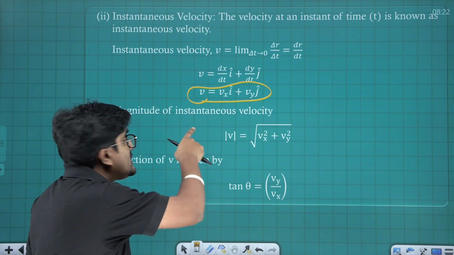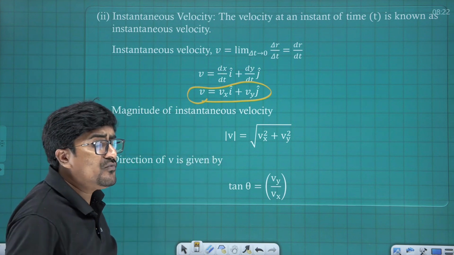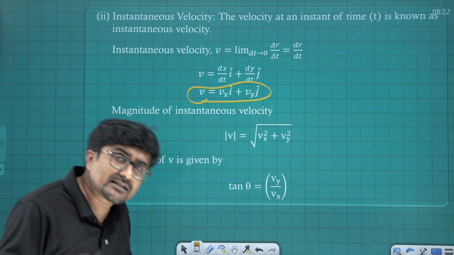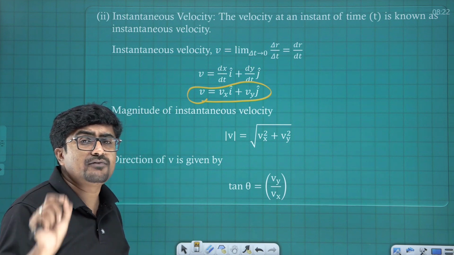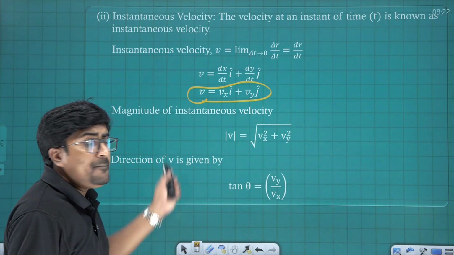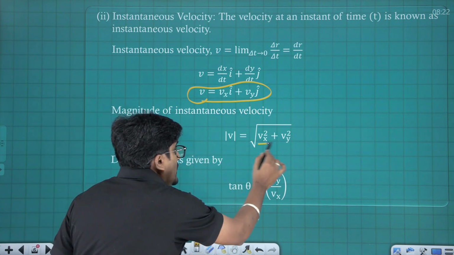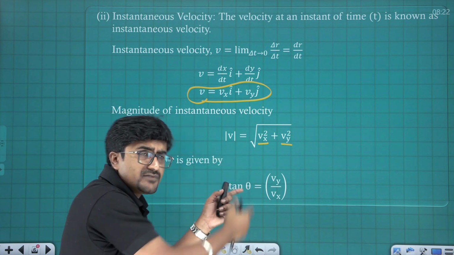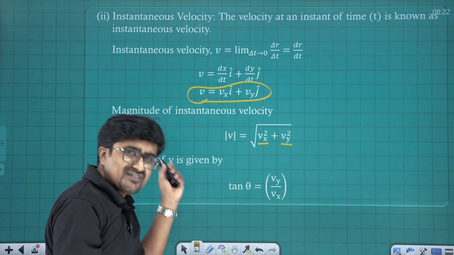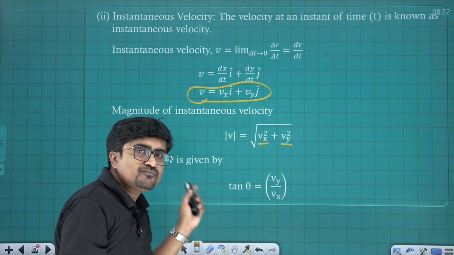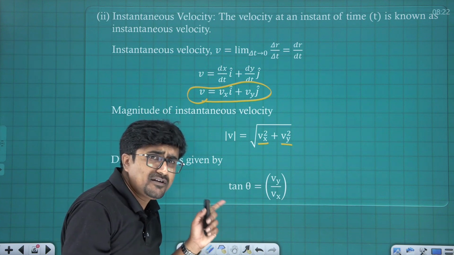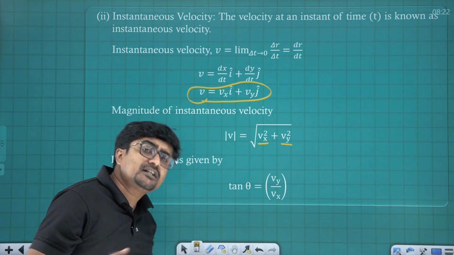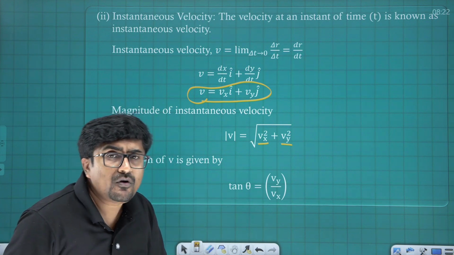So the v vector is going to be vx i cap plus vy j cap, where vx and vy are the instantaneous velocity along the x-axis as well as the instantaneous velocity along the y-axis respectively. I'm not going to keep repeating this again and again. To get the magnitude of instantaneous velocity, you may again use the same technique. And to get the direction with respect to the x-axis, tan theta is going to be vy upon vx, or theta is tan inverse of vy upon vx.